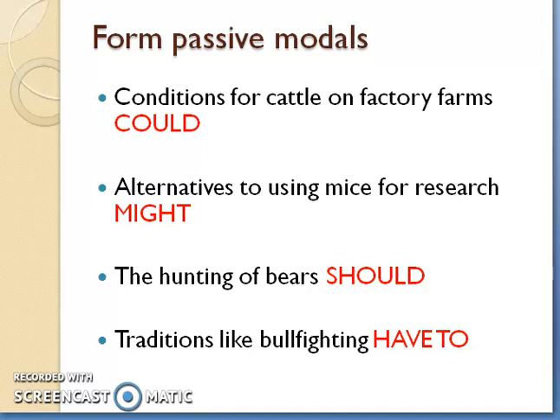Let's check. Conditions for cattle on factory farms. Could, we are going to use this form with the past participle. Conditions for cattle on factory farms could be improved. The next one: alternatives to using animals for research might be found. The hunting of birds should be prohibited, and traditions like bullfighting had to be. Notice something interesting in these specific passive modal forms.